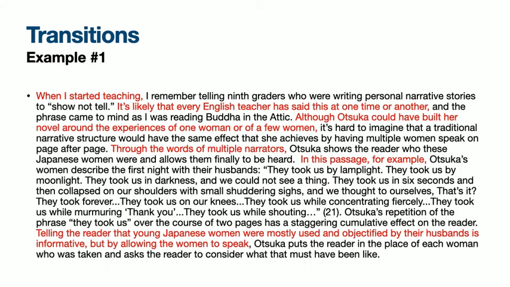The next one, it's likely that every English teacher. So that's a transitional phrase, bringing the reader, I guess, back into the present and reflecting on the profession of teaching. Although, in the next one, is a transitional word that is kind of conceding a point. Through the words of multiple narrators. These dependent clauses are functioning as transitions, and they're helping to walk the reader through. A more traditional one in this passage, for example, there's two transitions in a row. And then the last one you can see is a lot longer, but those are some examples of how transitions work to help smooth the way for a reader and help keep them on track.